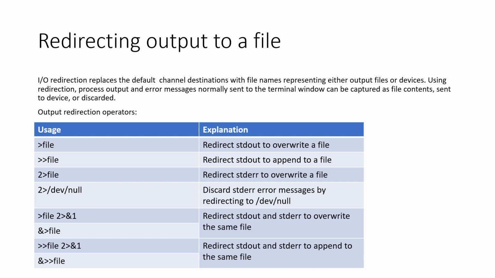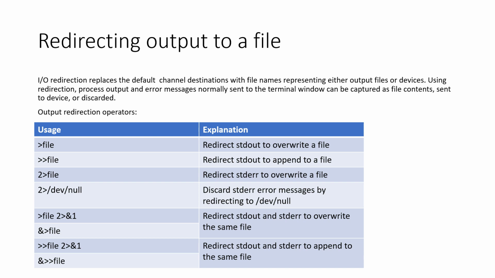Redirecting output to a file. What is redirection? Input output redirection replaces the default channel destinations with file names representing either output files or devices. Using redirection, process output and error messages normally sent to the terminal window can be captured as file contents, sent to a device or discarded. Output redirection operators: this table talks about the available output redirection operators in Linux. So we'll see the usage and explanation.